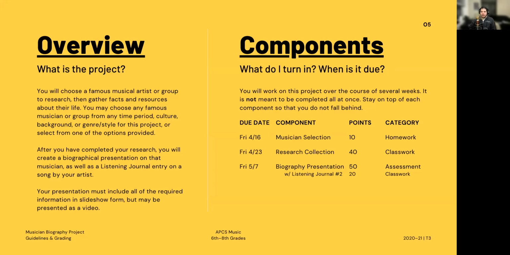Due this Friday will be the musician selection form, this Friday, April 16th. That'll be a 10-point homework grade. And that's the assignment that you're watching this on. After that, 1 week later, on Friday, April 23rd, will be the research collection form, which will be a 40-point classwork grade. And this is where you'll get the bulk of your information about your artist or group for your presentation. And you're just getting that information, you're collecting it, and more on that later.